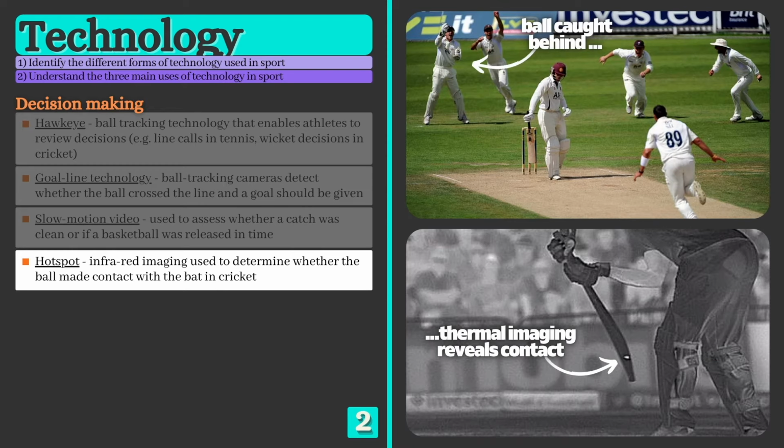Finally, infrared imaging systems, commonly known as hotspot, are used in cricket to determine whether or not the ball made contact with the bat before being caught by a fielder.